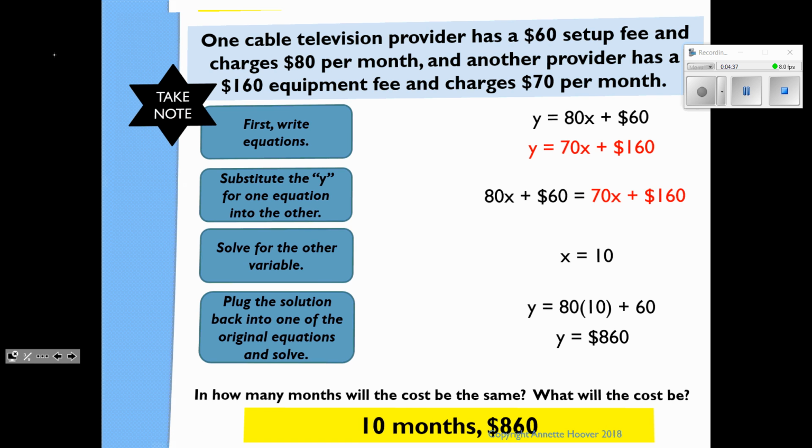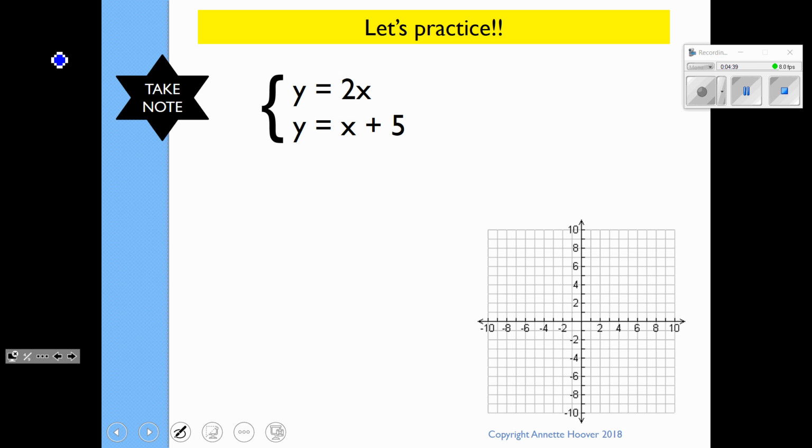10 months at $860. Now just some practice of solving systems by substitution. You always want to have a variable by itself. And in this example, you have y by itself here and y by itself here. So you can decide which one do I want to substitute in. I think I'm going to use the top equation and substitute in here.